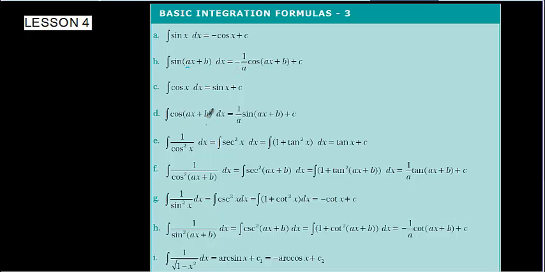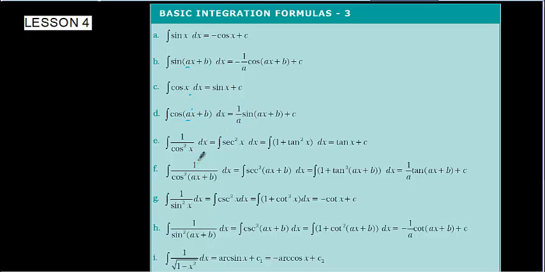Okay. Here the same formula, cosine ax plus b. Normally if it is cosine x dx, it was sine x plus c. But if it is cosine ax plus b dx, it should be 1 over a. The coefficient comes as a 1 over a form.